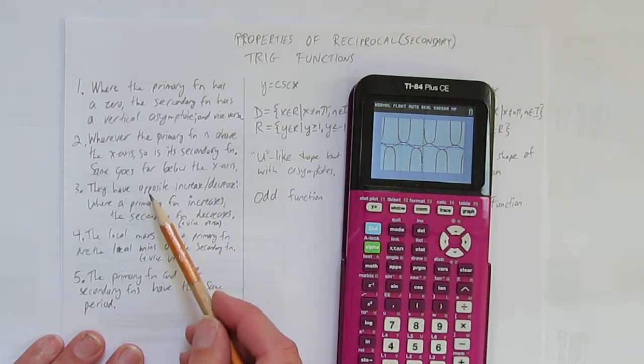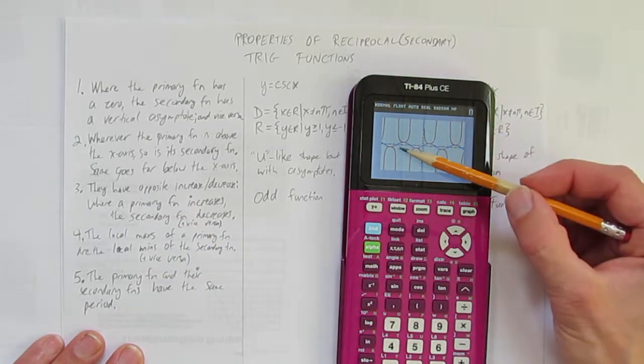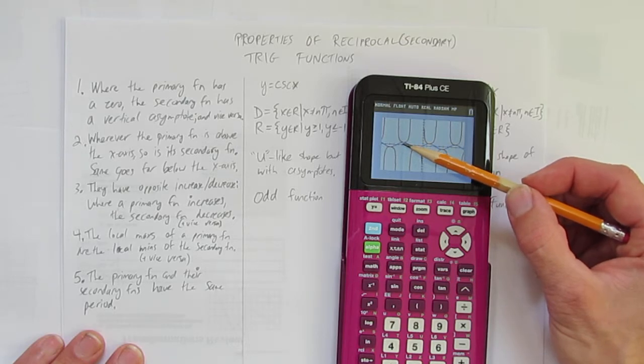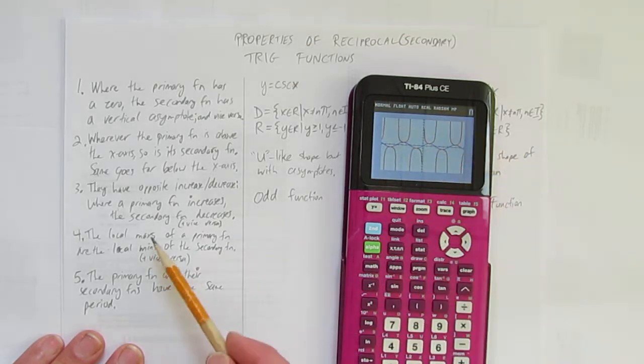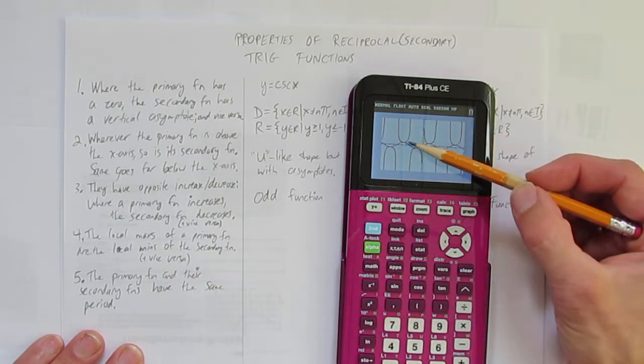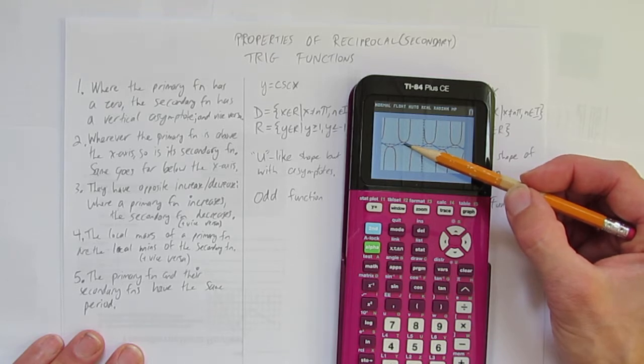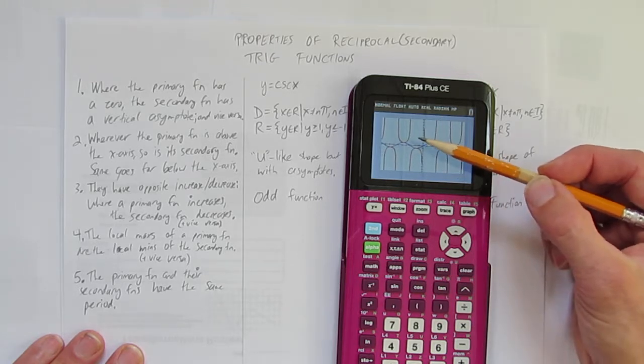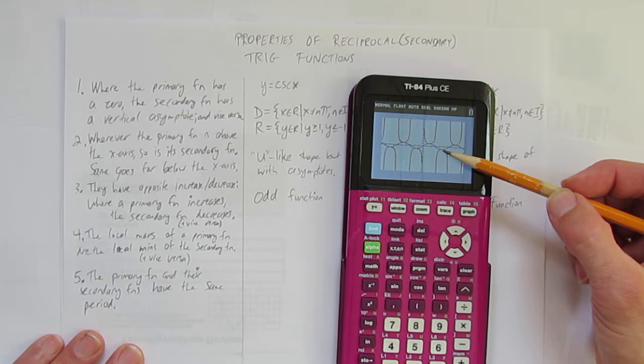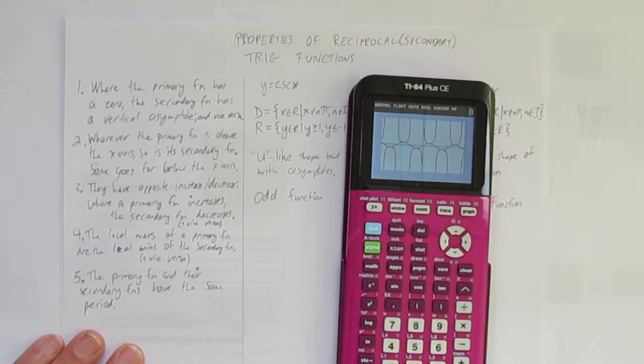Number 3, they have opposite increase or decrease. When the blue's going up, the red's coming down. And when the blue's going down, the red's going up. Number 4, local maxes become local mins, and vice versa. This blue's local max is this red's local min, whereas this red's local max is the blue local min. And finally, they have the same period.